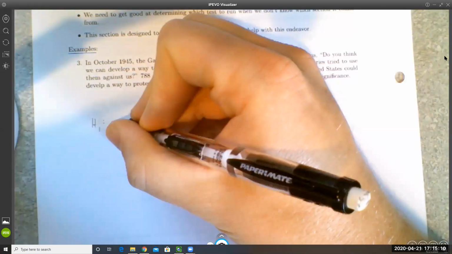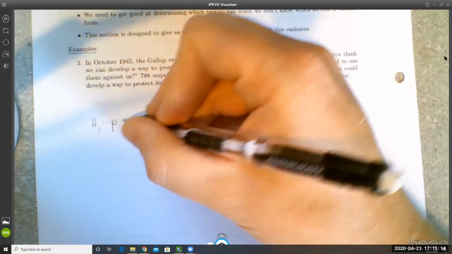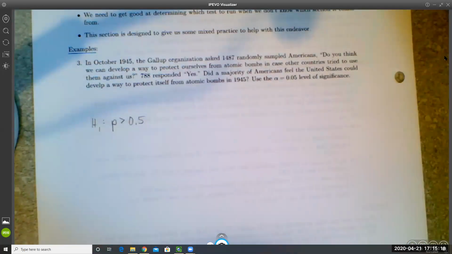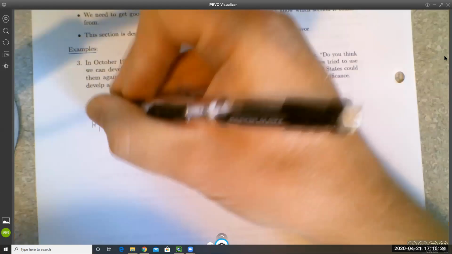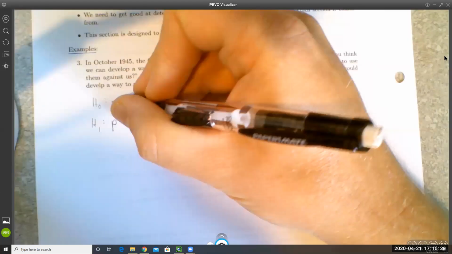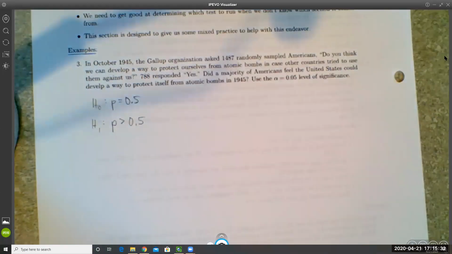We're testing proportions here. So we're going to be testing that the proportion is greater than 0.5. That's what we want to determine if it's true, if p is greater than 0.5. So then the null hypothesis is, of course, that it's not true, that it's not a majority, that it's just equal to 0.5 or possibly less.